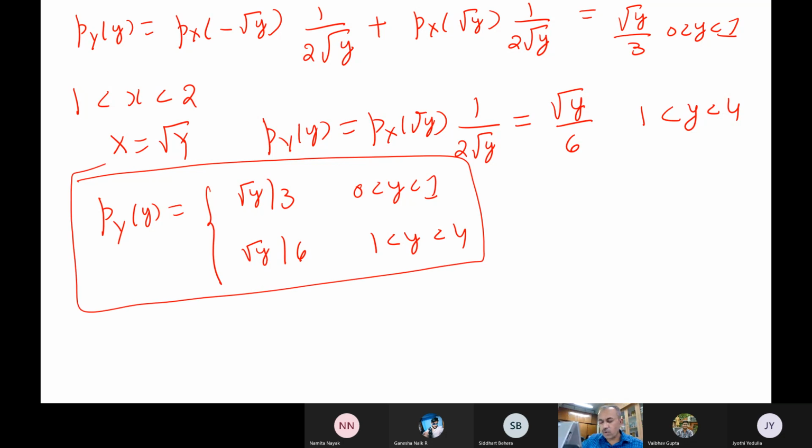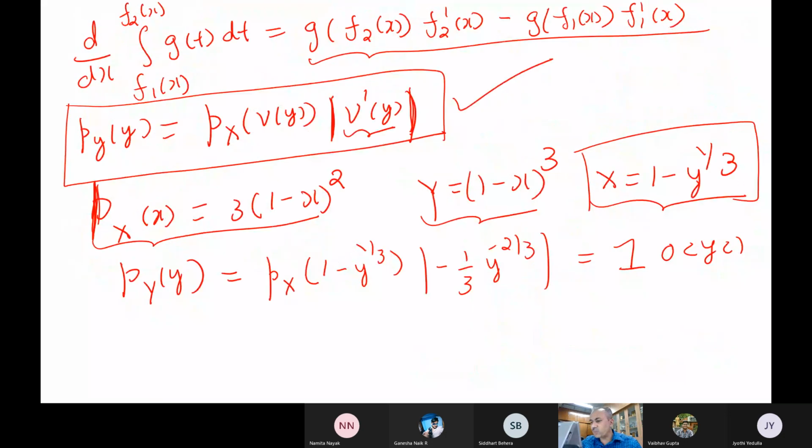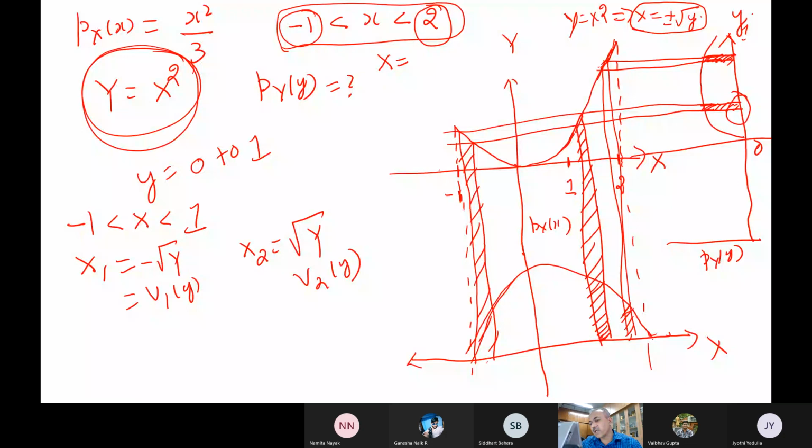So this you have to calculate very carefully. It's not just the straightforward expression, but you also have to look at how many roots are there, where it is cutting, and then you can find out these numbers.